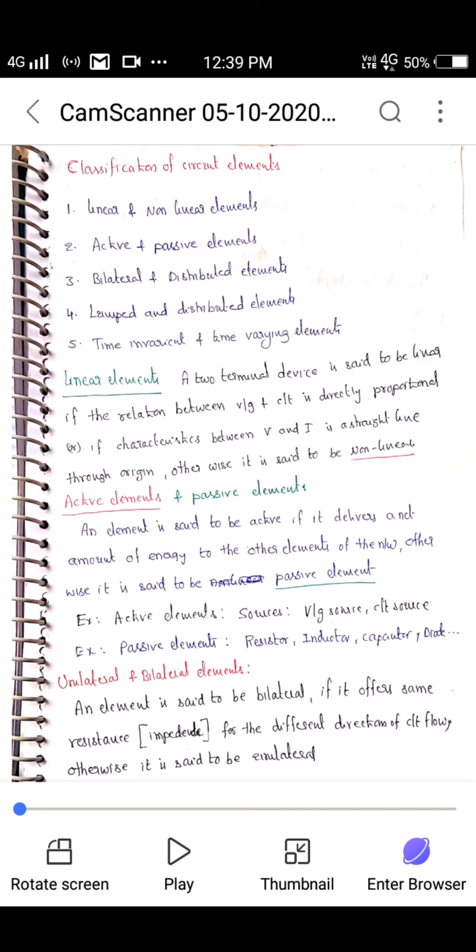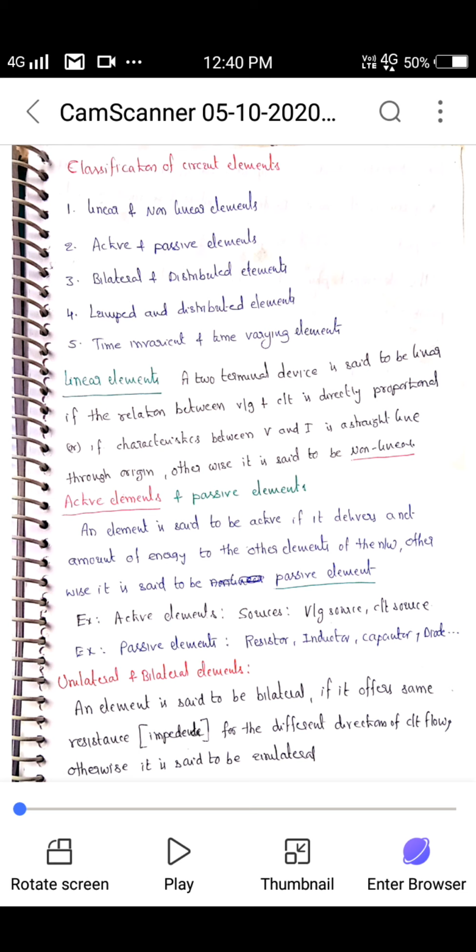Now come to the basic classification of circuit elements. Those are of five types: linear and non-linear elements, active and passive elements, unilateral or unidirectional and bilateral or bidirectional devices. Fourth classification: lumped and distributed elements. And fifth, time variant and time invariant elements.